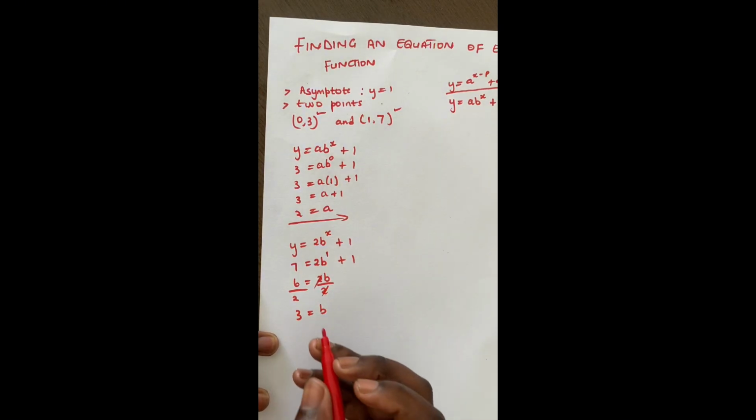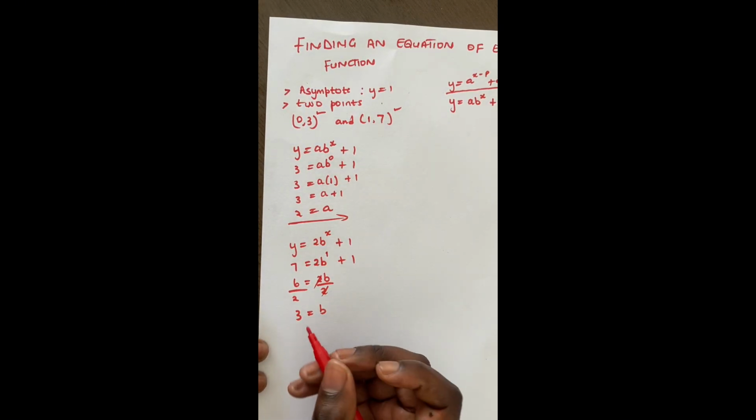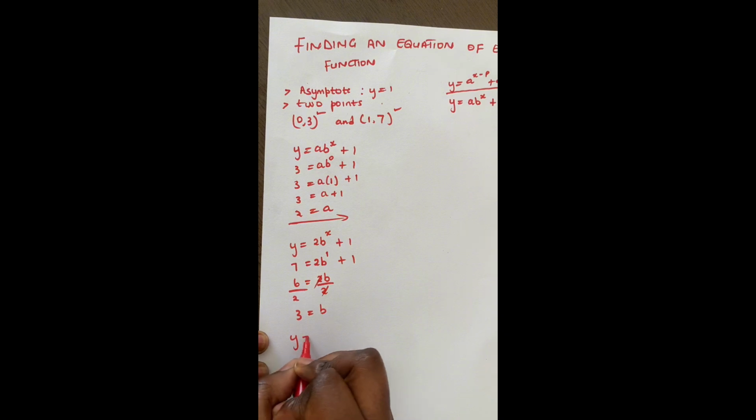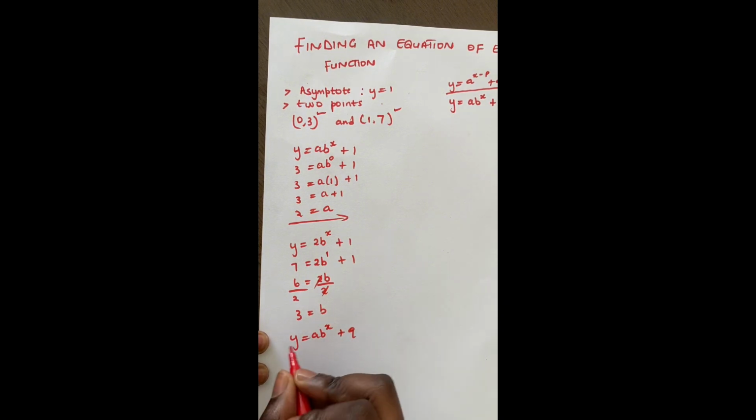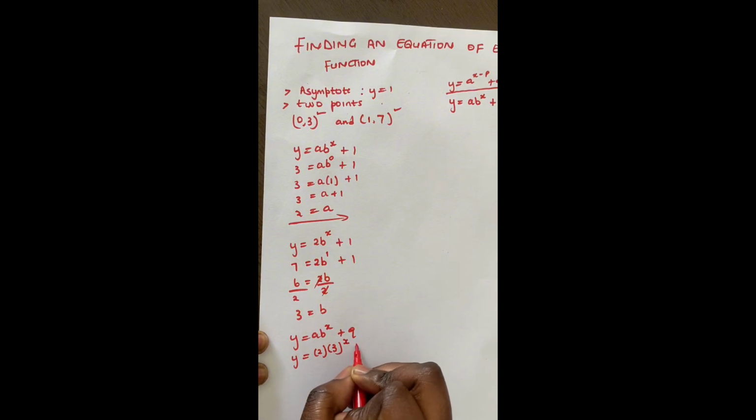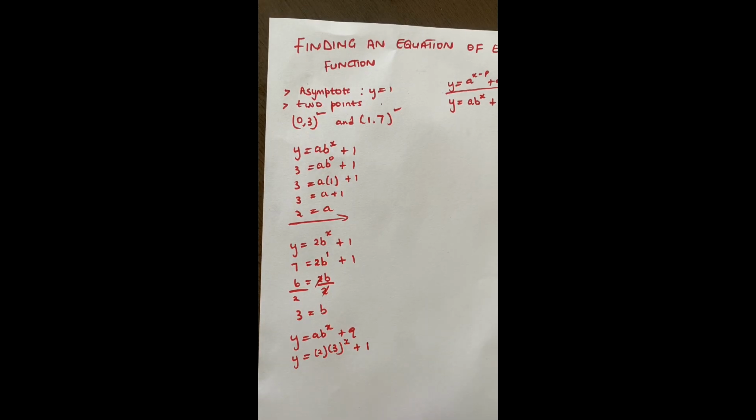Okay, now you can substitute everything that you have calculated to your equation. So y is equal to a b to the x plus q. So y is equal to, what is your a? 2, and your b 3 to exponent x plus 1. So this is your standard form. This is your equation, right?